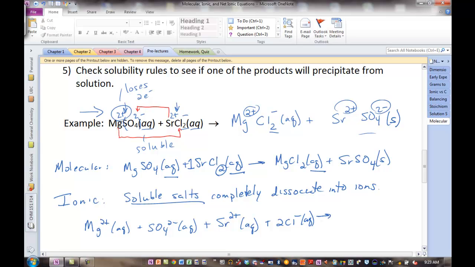Okay? What about magnesium chloride? Soluble. So it's going to dissociate into ions. Magnesium 2 plus in solution. And again, coefficient times subscript, 2 chlorides.